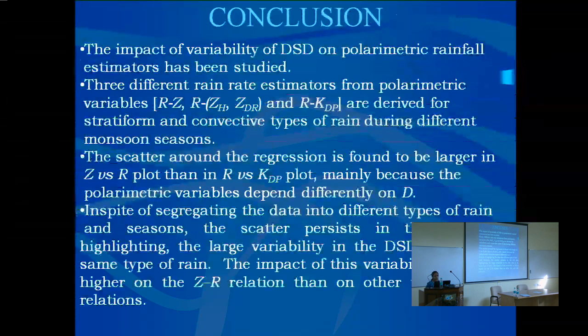And I want to conclude my talk: the impact of variability of DSD on polarimetric rainfall estimators has been studied. 3 different rain rate estimators from polarimetric variables, that is R(Z), R(ZDR), and R(KDP), have been derived for both stratiform and convective seasons. And this is R(KDP). The scatter is less, as I have already discussed, and in spite of segregating all that, the scatter still persists.